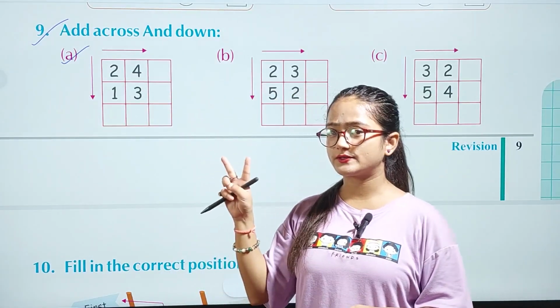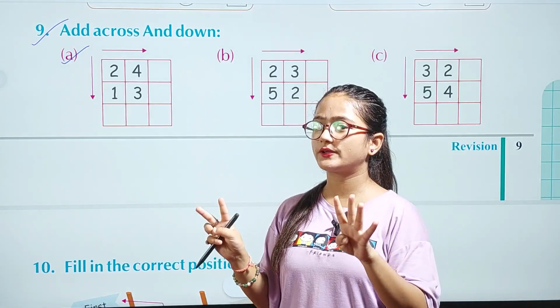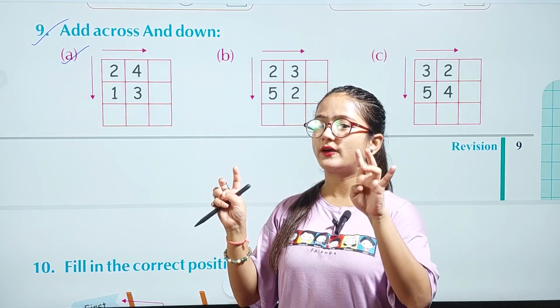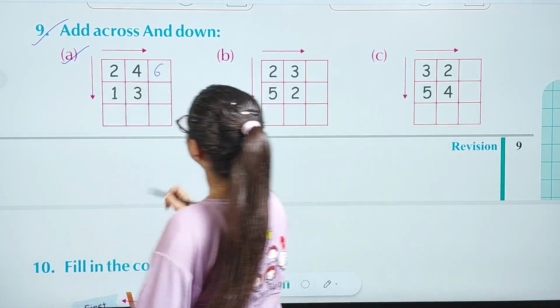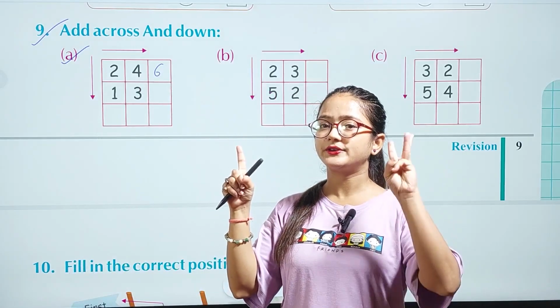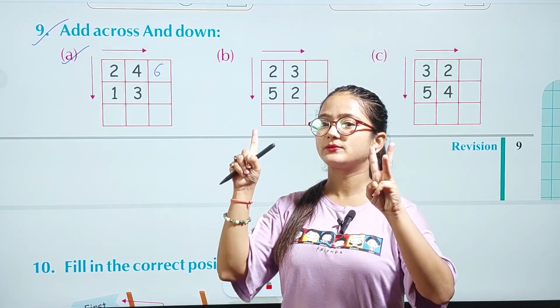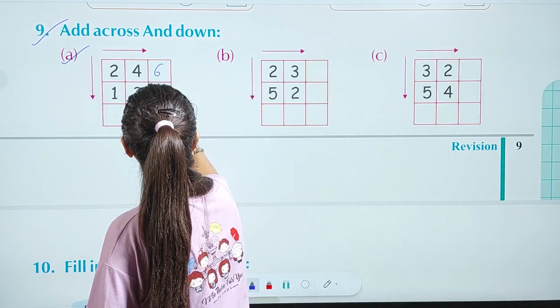Take out 2 fingers from the right hand, 4 fingers from the left hand, count the total number of fingers: 1, 2, 3, 4, 5, 6, 6 fingers. So write down 6 here, the sum of 2 and 4. Then the sum of 1 and 3: 1 finger from the right hand, 3 fingers from the left hand, total number of fingers: 1, 2, 3, 4, 4 fingers. So write down 4 here, the sum of 1 and 3.